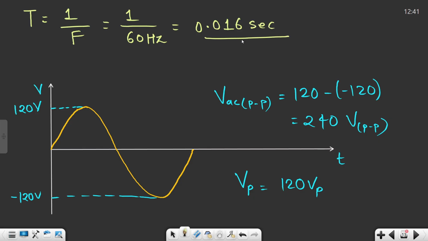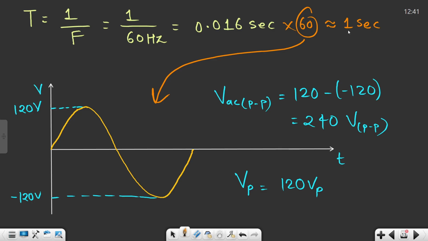That means in 0.016 seconds we are getting one complete cycle, and if you multiply it by 60, you get roughly 1 second. So in 1 second we are getting 60 such cycles. I hope this part is crystal clear, because most people don't know what exactly frequency is in the case of current electricity. Maybe they know the definition, but not the exact idea. So just remember this point.